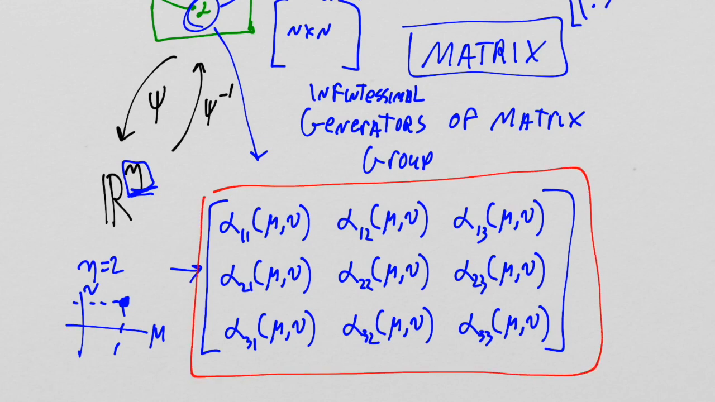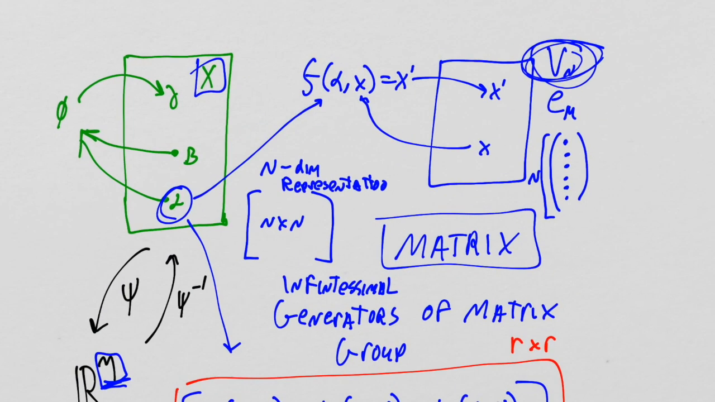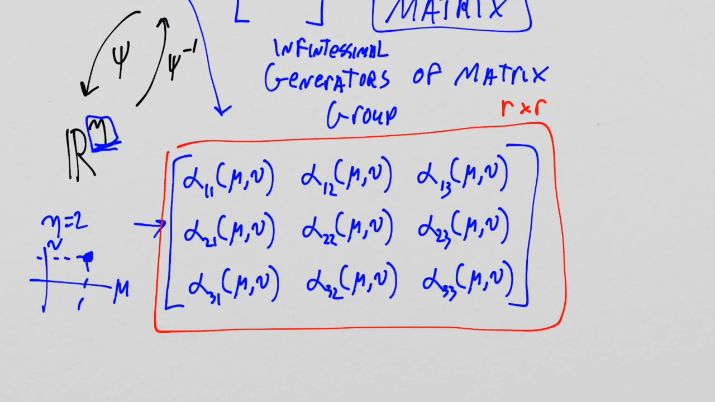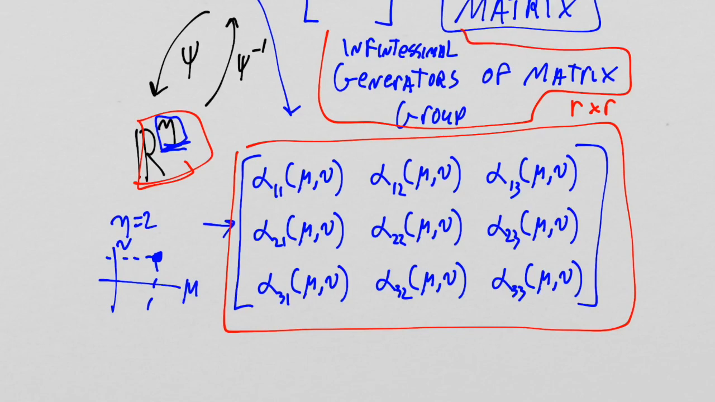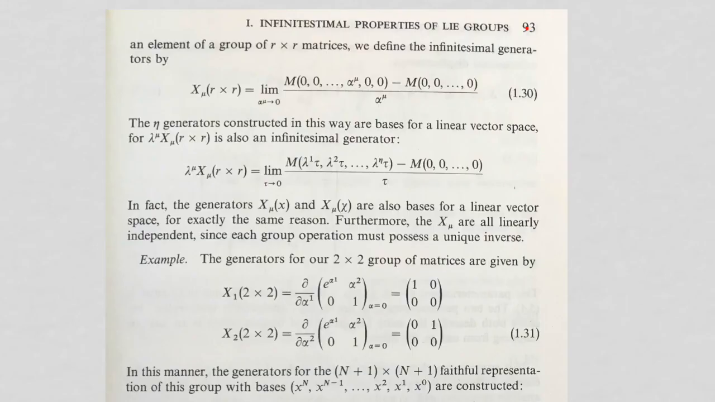Where the size of the matrix, if I call it R by R, that R is the dimensionality of the geometric space that we're dealing with, and the number of parameters is the dimensionality of the manifold that describes the group. All right, so with that in mind, how does Gilmore then describe the infinitesimal generators of such a matrix group? So let's just go right to the text.